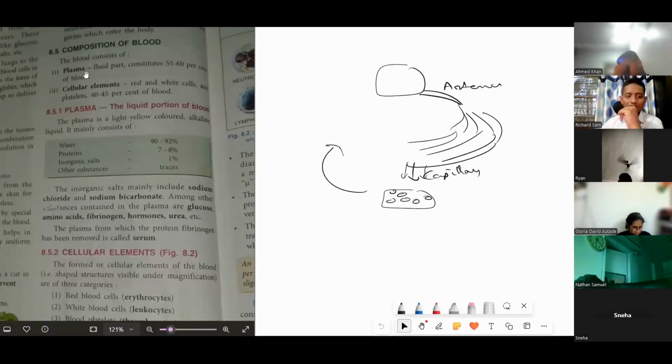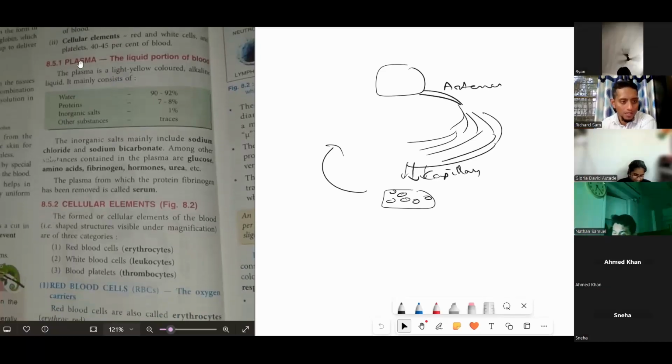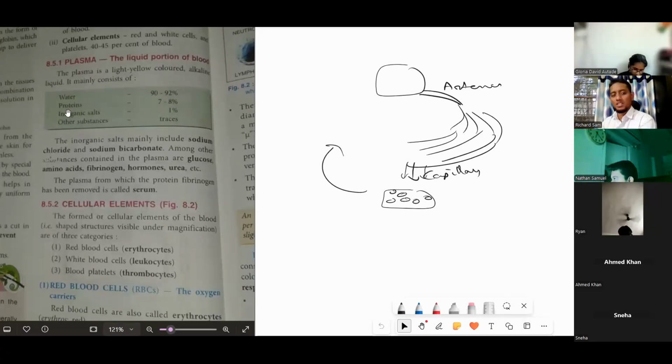Okay, so that's plasma, which is 55 to 60% of the blood. And the cellular elements is 40 to 45%, which is the RBCs, WBCs and platelets. Three cellular elements. Okay, so let's see what the plasma is made up of. The plasma is mostly water. 90 to 92% is water. 7 to 8% is the dissolved proteins. Then 1% is the inorganic salts, means minerals.